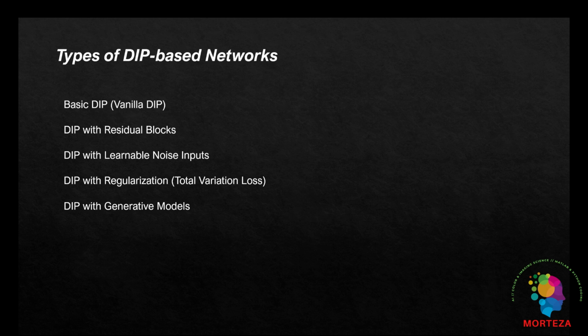DIP with generative models. Some DIP variations combine generative models with the deep image prior approach to refine the generated image further. These models typically involve a discriminator that helps guide the optimization of the image input by providing feedback on its quality, ensuring that the restored image appears more realistic.